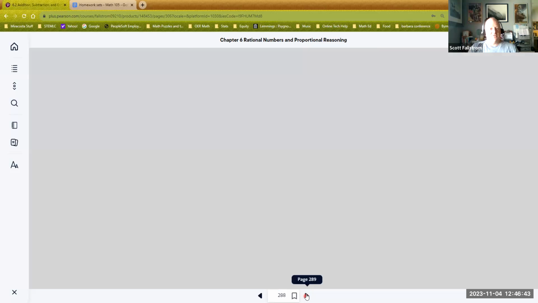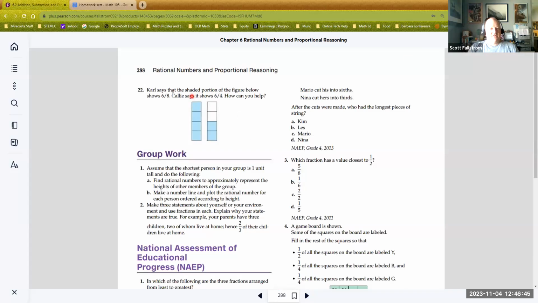So let's jump over to number 22 right at the top. Carl says the shaded portion shows 6/8. Callie says it shows 6/4. How can you help? Who is correct? Is one of them correct? Are they both wrong? Are they both right? And what would this mean if you were kind of explaining this in your own classroom?